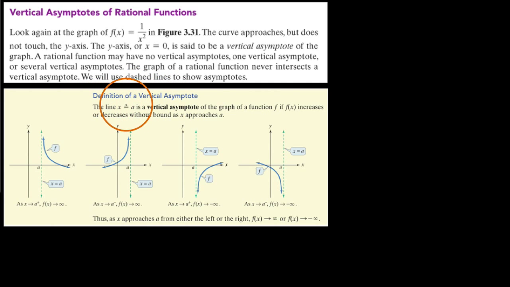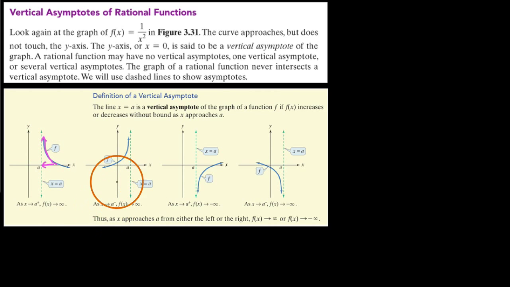We say the line x equals a is a vertical asymptote of the graph of the function f if f increases or decreases without bound as our x values approach a. So you'll notice that there are 4 instances we give as an example here, but we say as x approaches a from the right side, as we come in from a to the right here, our y values are approaching positive infinity. So as our x values are getting really close to a, our y values are approaching positive infinity.